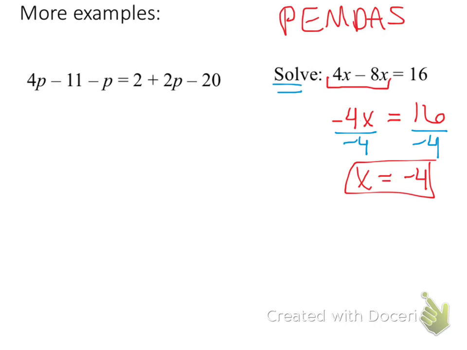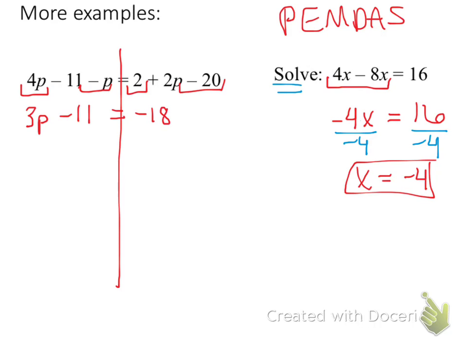Okay, in this example, again, I see I have multiple p's. So the first thing I want to do is simplify each side by itself. So I'm going to look at just the left side and simplify it. I can combine 4p and minus p. That gives me 3p minus 11 equals, looking at just the right side, I'm going to simplify it. That 2 and that negative 20 can be combined. That gives me negative 18 and 2p. So I've simplified each side all by itself.